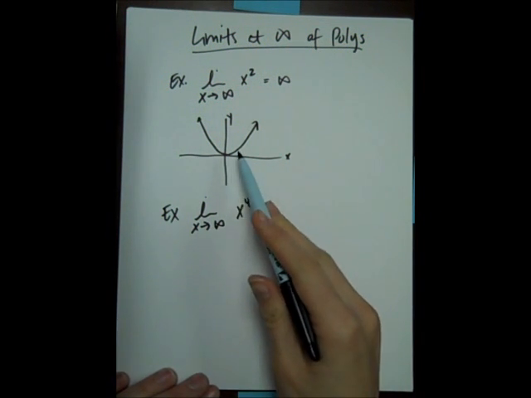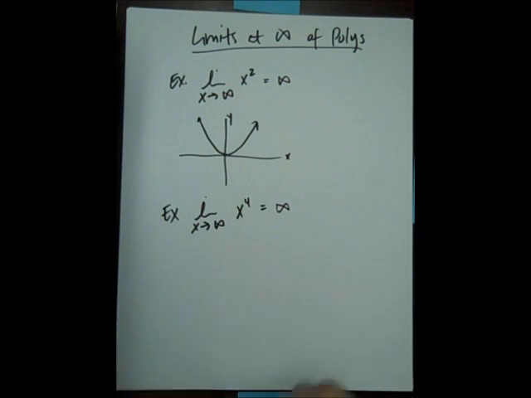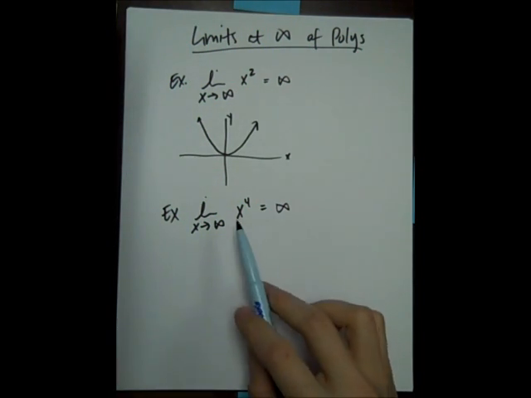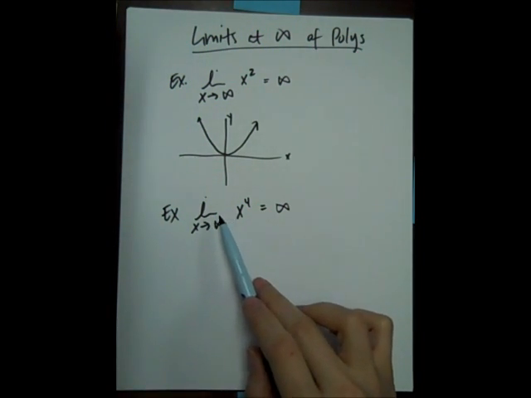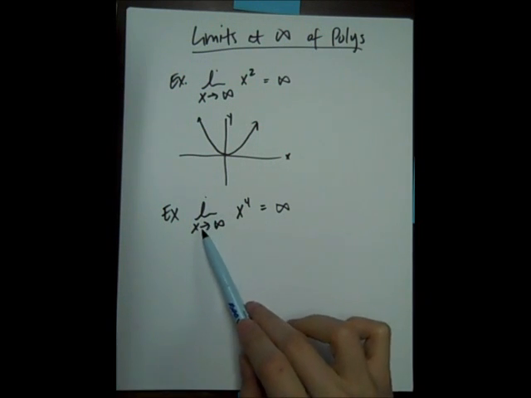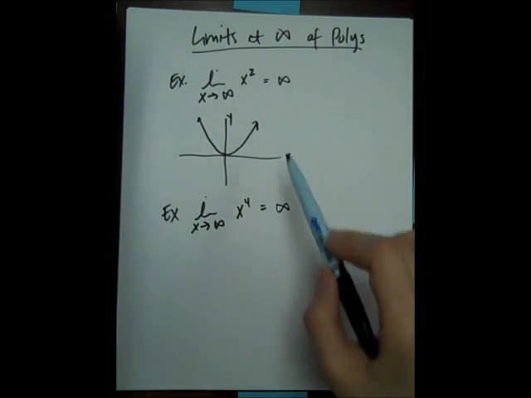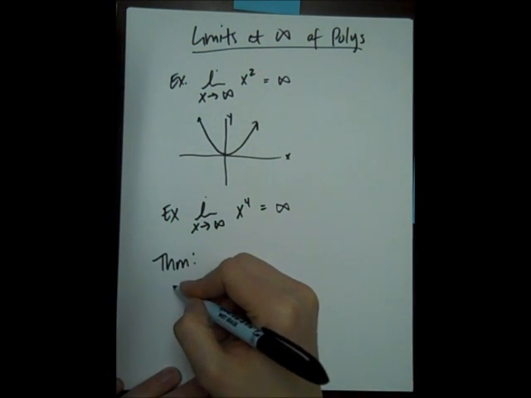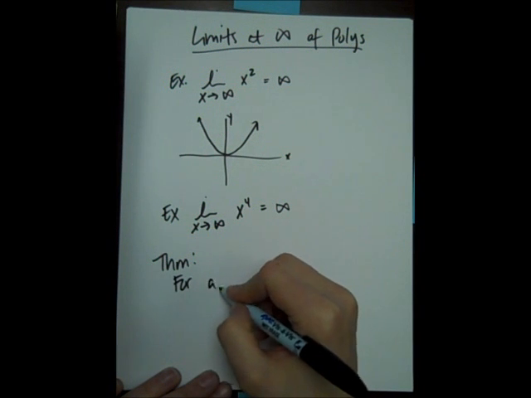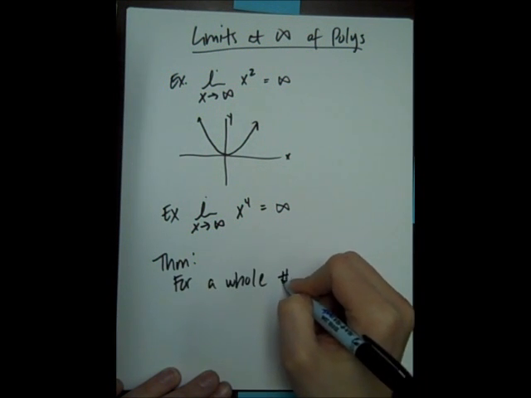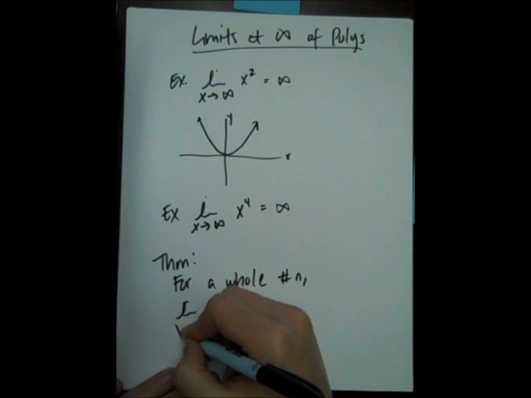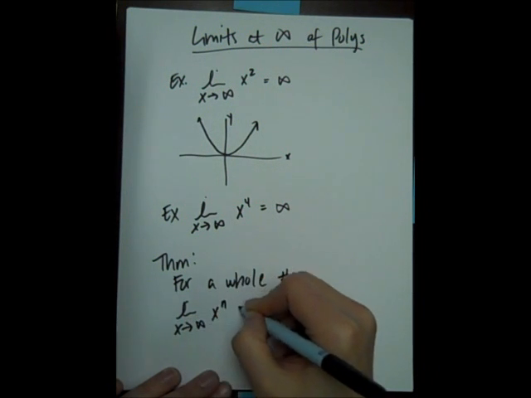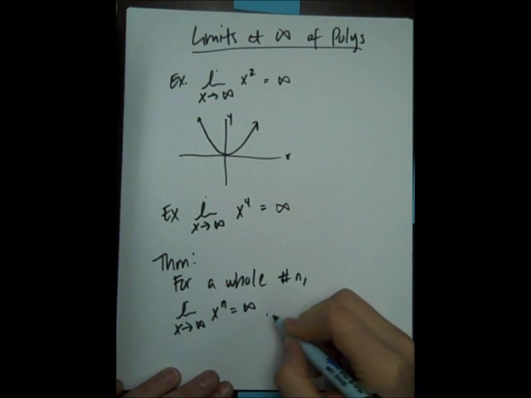Well, x to the fourth looks very similar to x squared, so that's also infinity. So you can absolutely have infinite limits at infinity. Just because this is x approaching infinity, this doesn't have to equal a number. It could also equal infinity. Now the theorem that we're going to use from this is that for a whole number n, the limit as x approaches infinity of x to the n is infinity.